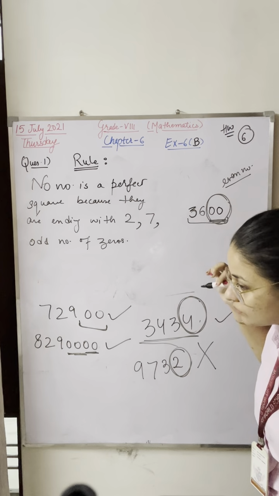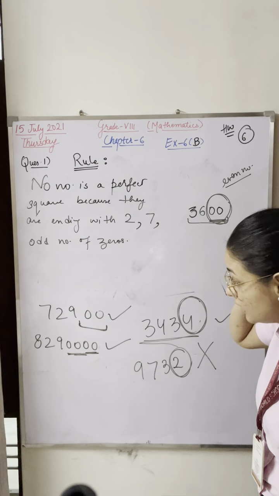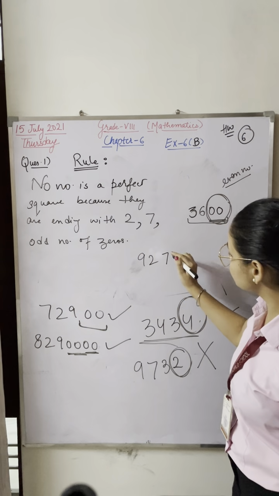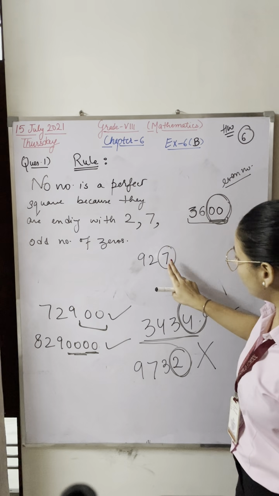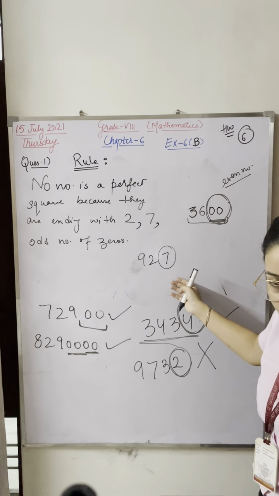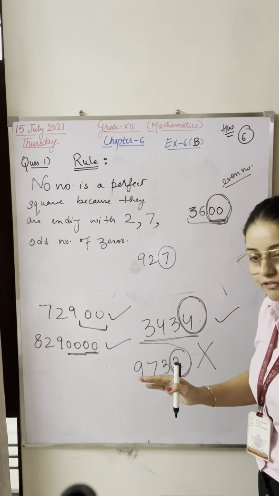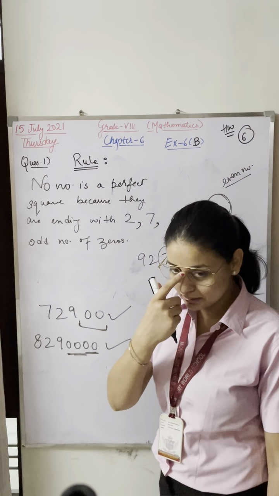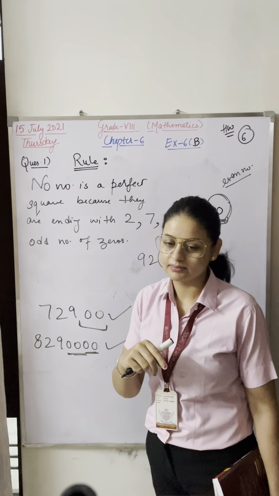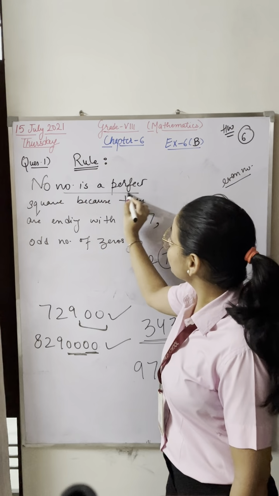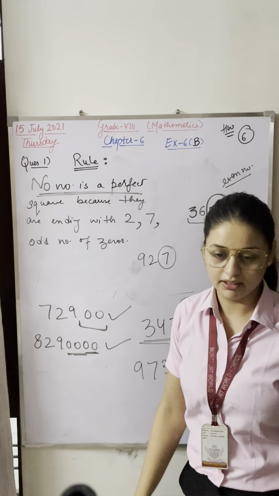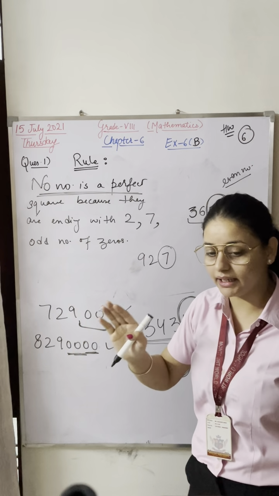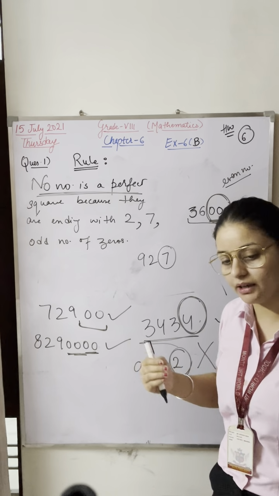Ma'am, there you said 2, 3, 7 and 8 are not perfect squares. Yeah, numbers which are ending with 2, 3 or 7, or which are having an odd number of zeros, are not perfect squares. Rest others are perfect squares. Okay, ma'am. Now I thought that you were saying 2, 3, 7 or 8 number of zeros. No, they are not. The numbers having an odd number of zeros also are not perfect squares. Rest others are perfect squares.